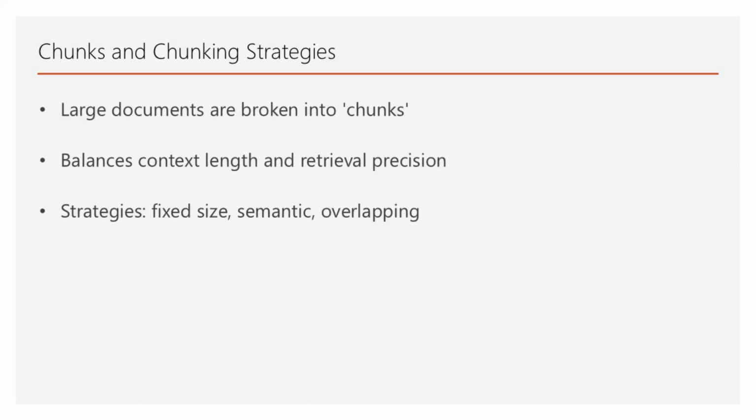AI models can't process entire books, so we chunk data, that is, organize the data in smaller pieces. Choosing how to chunk affects recall and relevance. For example, fixed length chunks are easy, but semantic chunking, that is, splitting at logical boundaries, often improves retrieval quality.